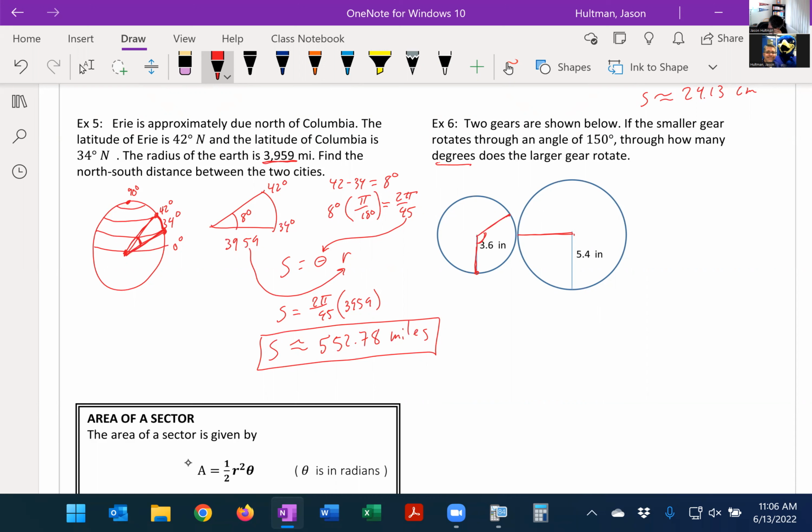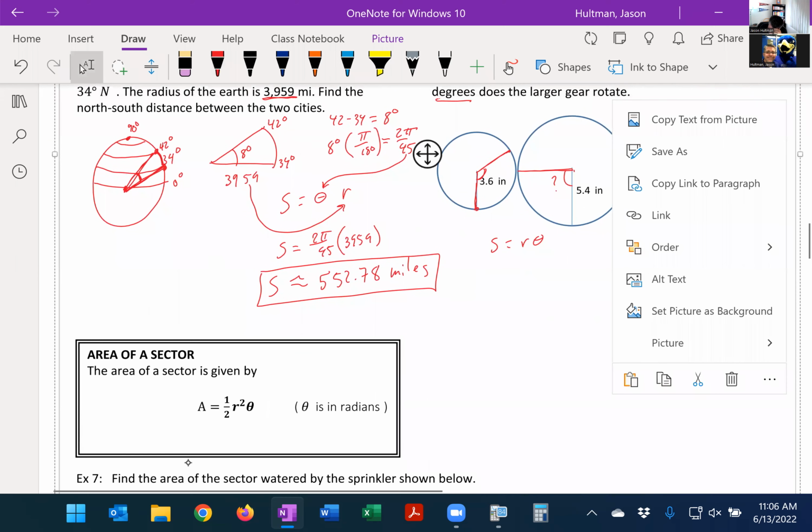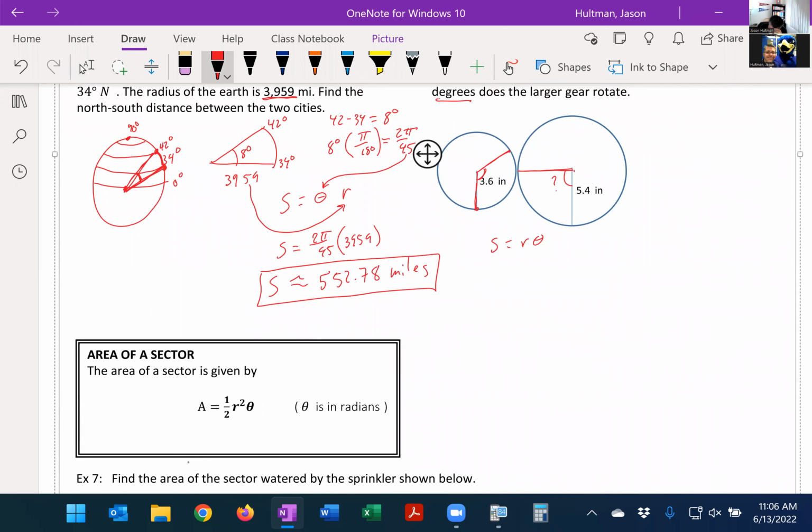Okay, so we know that S is equal to R times theta. So we want to know what's this angle measure. Now there's two ways to do this problem. I'll show you the hard way first, which is the way that they want us to do it, and then I'll show you the easy way, which is, you know, kind of a cheat, and not the way they want us to do it, but it's okay.